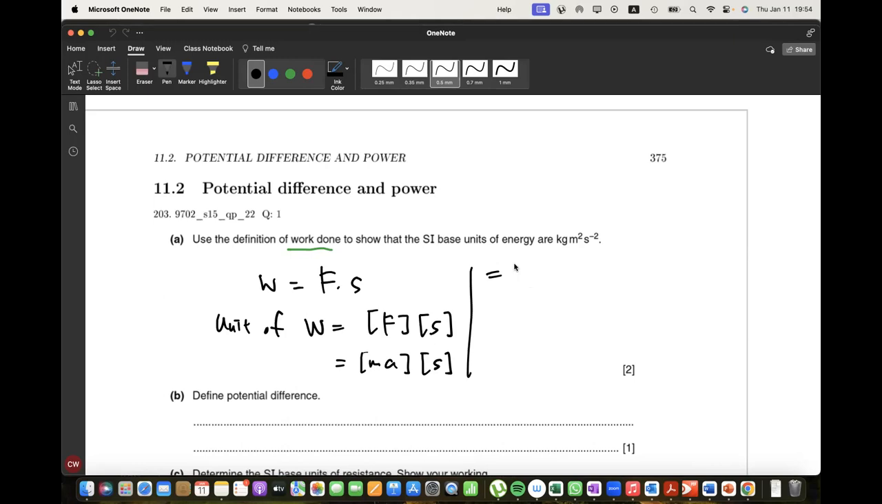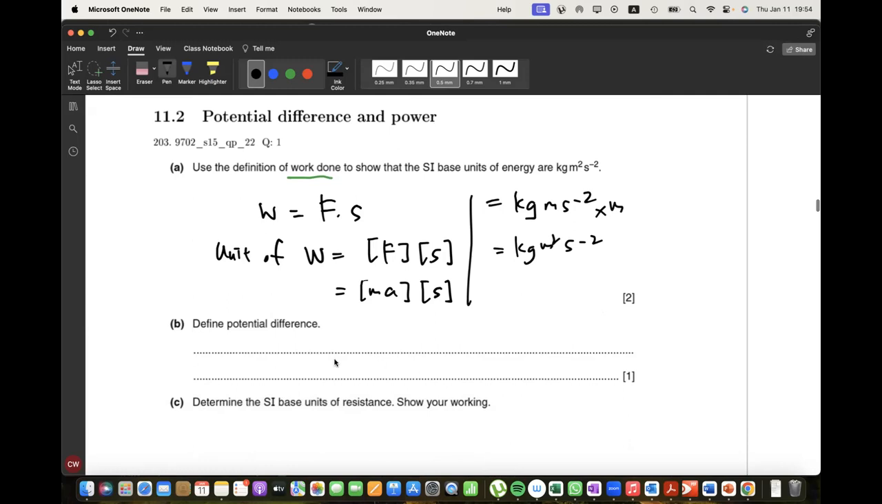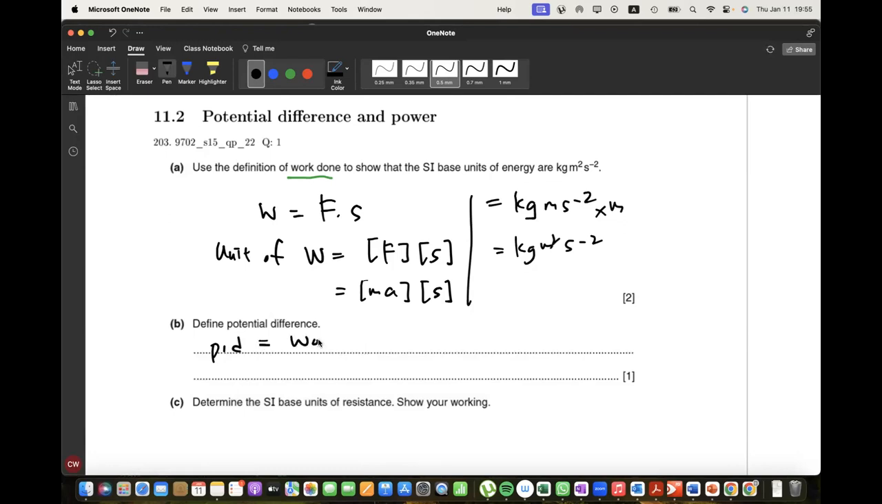Okay, this one the M is kg, and the acceleration is meter per second square, multiplied by meter. Can all of you get the same answer for this? Yes or no? Yes. Define potential difference. Remember the definition for potential difference. PD equals work done per unit what? Per unit charge. Work done per unit charge. V is work done over Q.